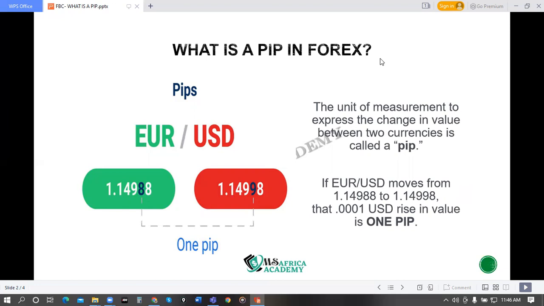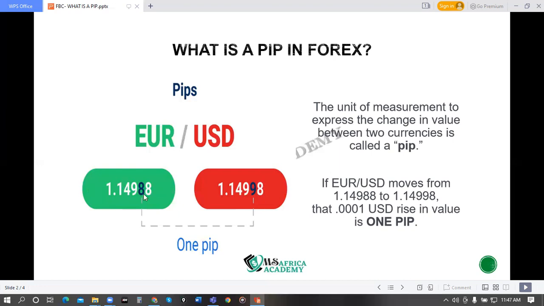So on the screen, I have a pictorial illustration of Euro USD. Say that this currency pair was trading at 1.1498 and it moved to 1.1499. What happens? This currency pair has increased in value by 1 pip. All right. So 1 pip movement is what we have. Now you may be wondering, how about this last one? Why are we not talking about it?